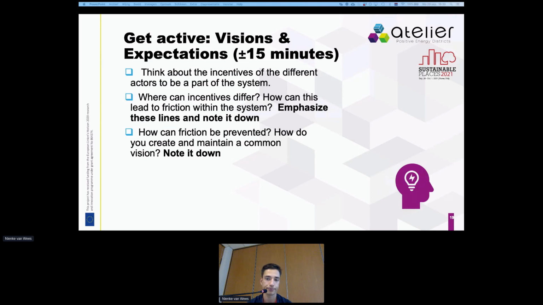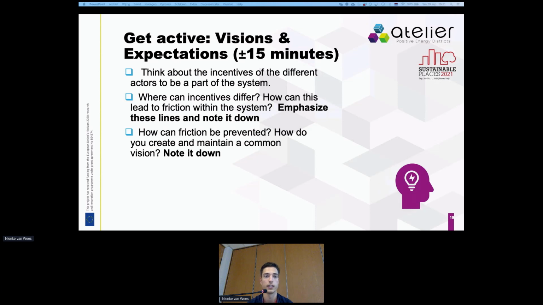Again, relating it to Mark, Mark had a lot of actors involved in this project, but many of the actors had different incentives for joining the project. That oftentimes could lead to friction, but it also could lead to visioning the whole project in a different manner. So we're going to think about where incentives can differ, and how this can lead to friction within the system, and also decouple the common vision.